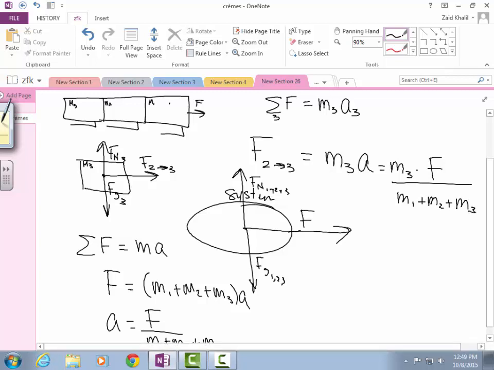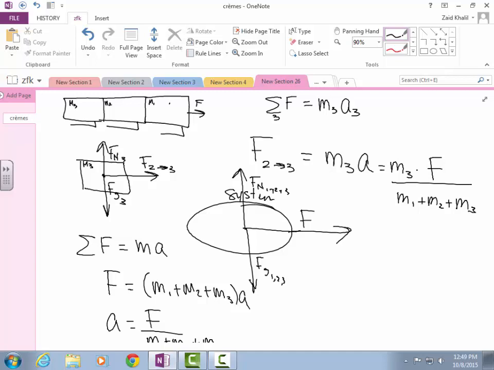And what do we notice? That the force of 2 on 3, which is the net force on 3, is equal to what? The proportion of the mass of body 3 to the total mass of M1, M2, and M3 times the what force? The total force on the system.